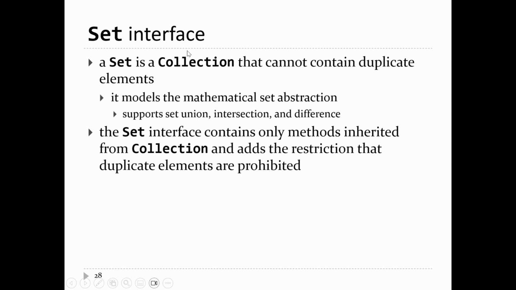What about set? Set is a collection that can't contain duplicate elements. And so how is set implemented? It turns out the set interface only has the methods from collection, and then it adds an extra restriction. The set interface says a set is a collection where no two elements are equal. So it adds a restriction that duplicate elements are prohibited.